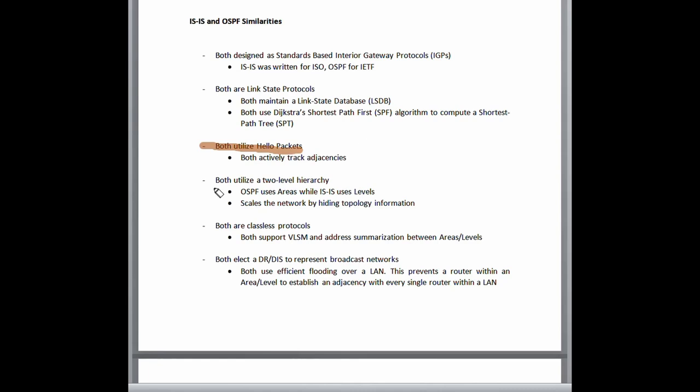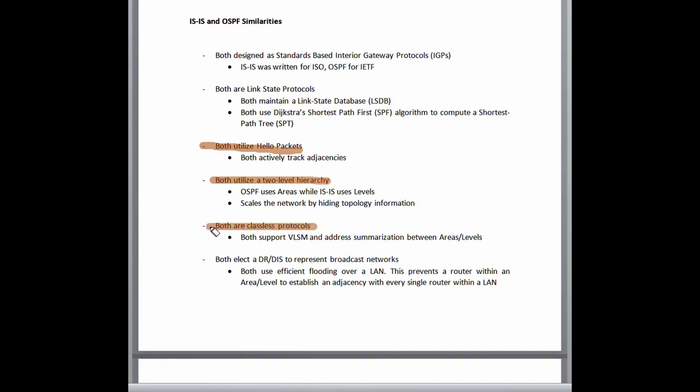Also, both OSPF and ISIS have a two-level hierarchy. So we have a backbone and a non-backbone area in OSPF. Likewise, in an ISIS environment, we have a level 2 versus a level 1 hierarchy. Even though we have the concept of areas in ISIS as well, levels in ISIS are much more similar to areas in OSPF. Also, both OSPF and ISIS scale the network by hiding the topology between areas and levels, respectively. And we will go over scaling and summarization in ISIS in our upcoming videos.